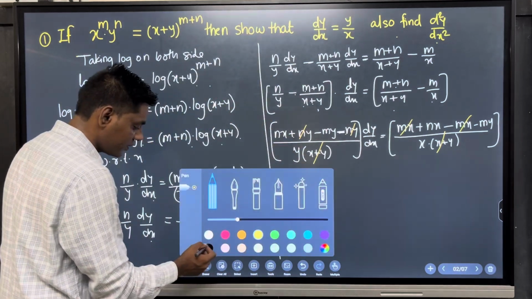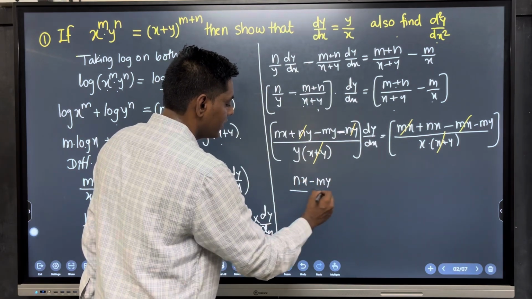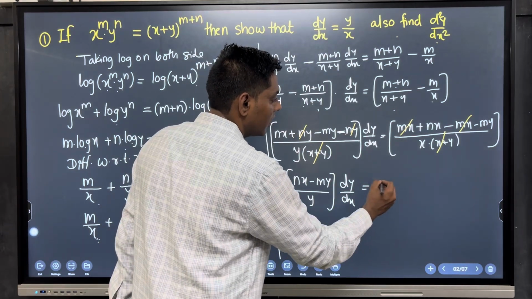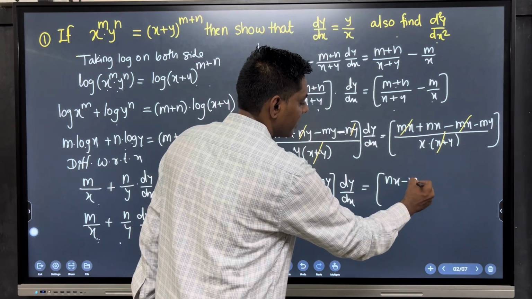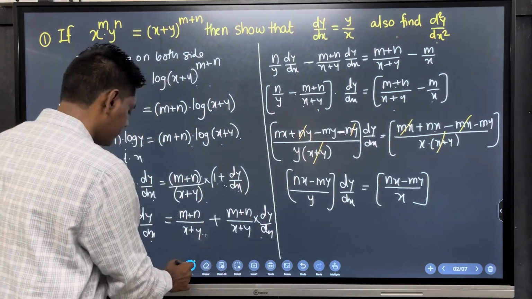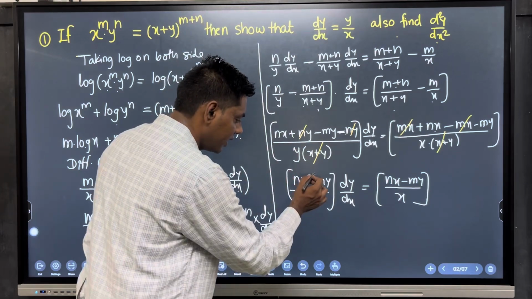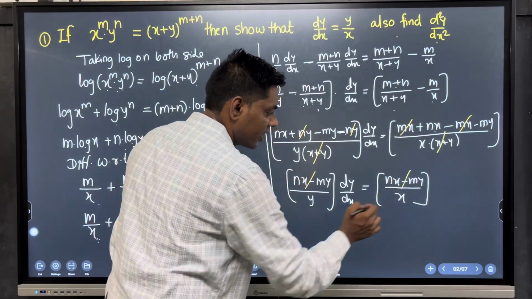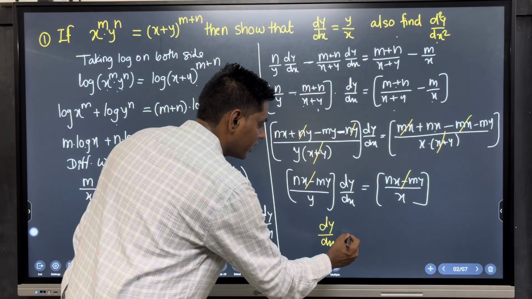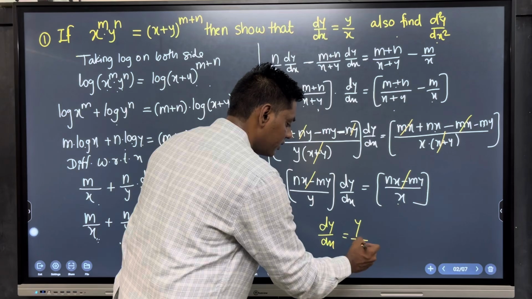Write down all the remaining terms. So here the remaining terms are nx minus my divided by y, dy by dx equal to nx minus my divided by x. Again a simple observation on this equation: on both sides the numerator nx minus my is present, both cancel, and the final answer is dy by dx equal to y by x. The y that is the denominator goes to the numerator, and x is already in the denominator, write it down as it is.